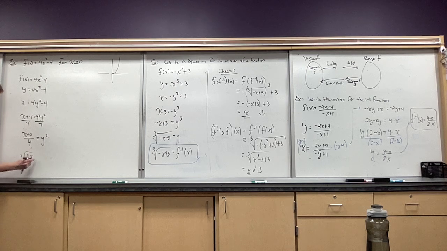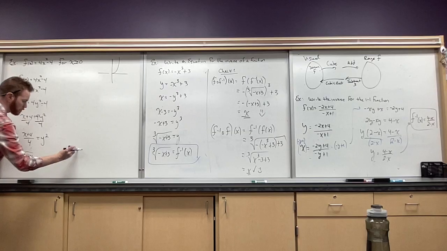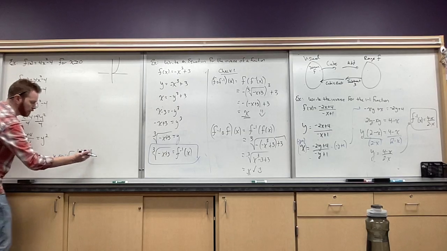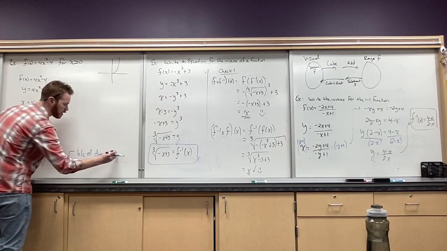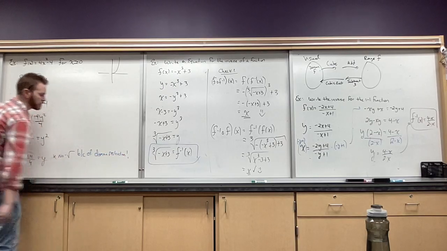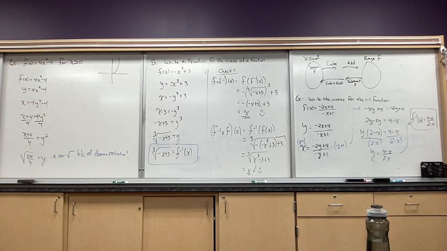Now, when you take a square root of a number, you always have a positive or negative component, right? I'm not going to include the negative component because my domain's restricted. So be careful with that. So in this case, let's just put a note there: no negative square root because of domain restriction. Okay, that's important. So we're not going to include the negative component.